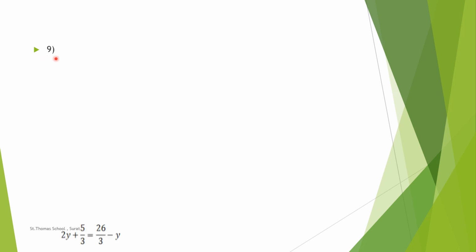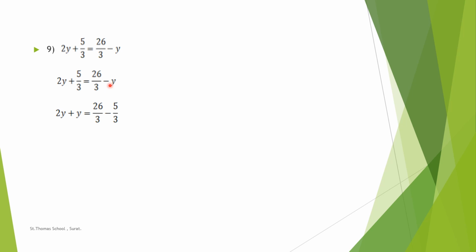Question number 9. 2y plus 5 by 3 is equal to 26 by 3 minus y. Write the question once again. Now arrange variables on one side and constants on another side. Now this is a minus y. If it comes here, plus y is equal to 26 by 3 plus 5 by 3. If it goes here, it becomes minus 5 by 3.